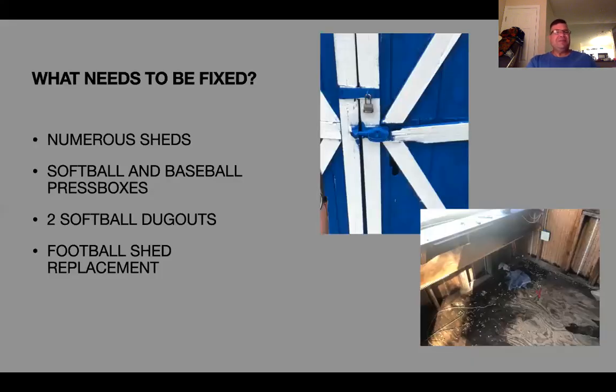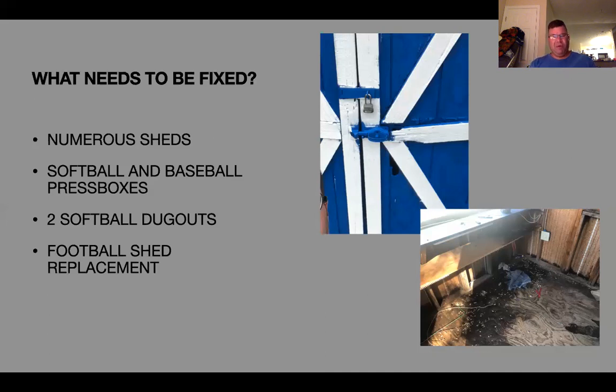All right, so what needs to be fixed? We've got sheds. This is a press box up at the baseball field. It's rotten through the floor. The walls are falling apart. We've got the exact same thing happening at the softball field. There's little tiny sheds, $2,000 to $4,000 projects that need to be done at all times. Everything has a hole in it.